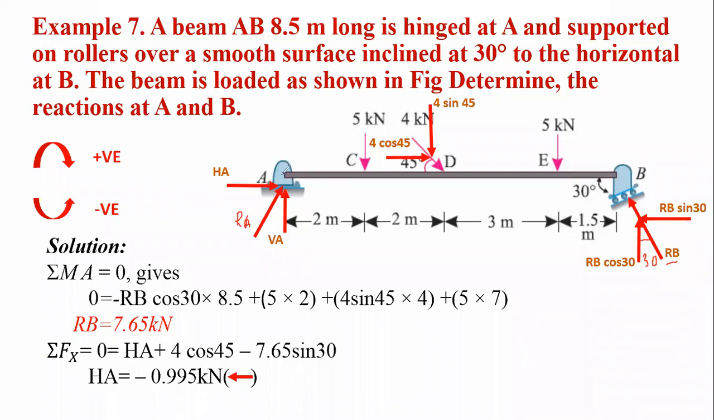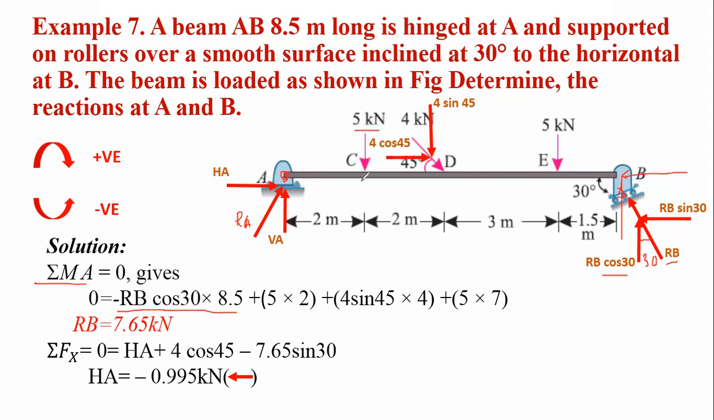Now let us take the moment of all the forces about point A, summation of all the moments about point A. Due to the reaction component of RB, for your simplification I have shown it at this location, and the horizontal component is passing through point A. That's why the perpendicular distance is 0 here. The vertical component has a perpendicular distance equal to the total span of 8.5 meter. That's why minus RB cos 30 into 8.5.